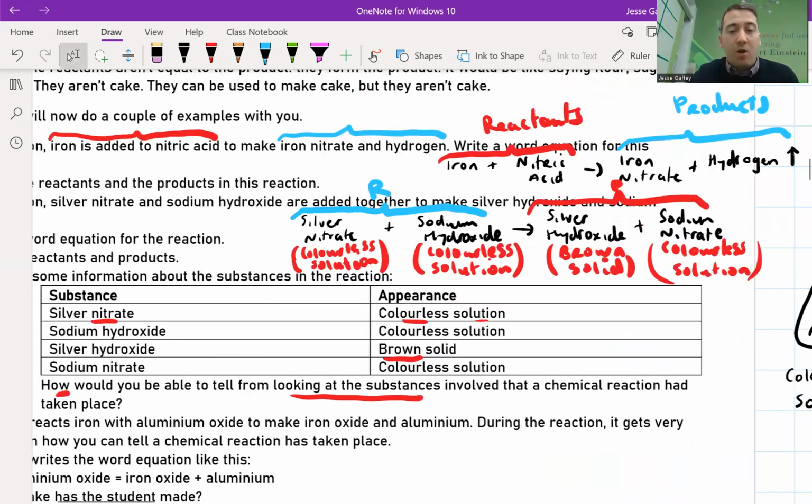How would you be able to tell from looking at the substances that a chemical reaction is taking place? We've seen a color change because one of the products is a different color to the reactants that we started with. We started with two colorless solutions and we made a brown solid. So obviously we're going to see that brown solid, we're going to see that color change, and that's going to tell us a chemical reaction is taking place. So in short, what's the answer? We've seen a color change from colorless to brown.